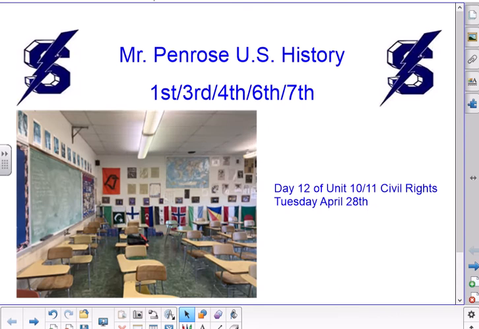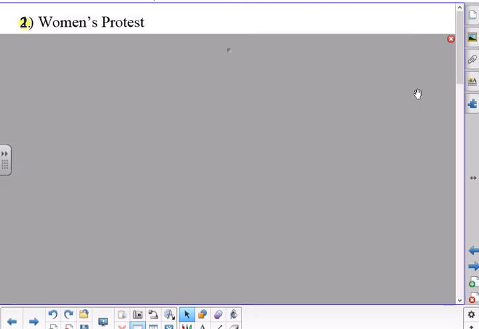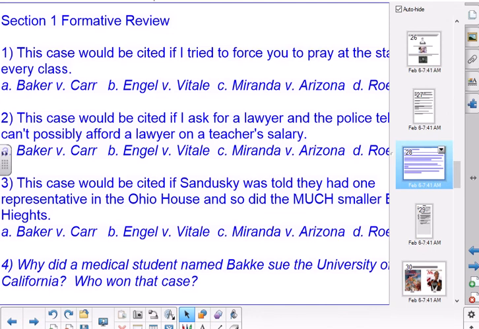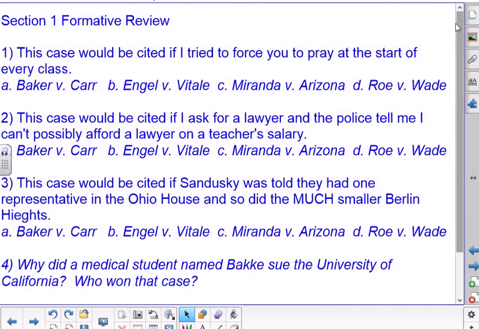But before we do that, let's review a little bit the formative that you did the other day. I'm not going to review the worksheet yet because actually the worksheet is just sort of a chart anyway. And I want to give just a little bit more time for some people to finish that up. But let's go over the formative.